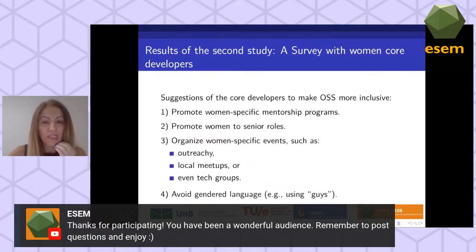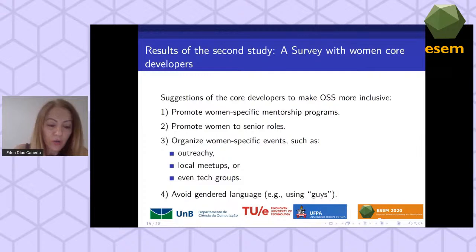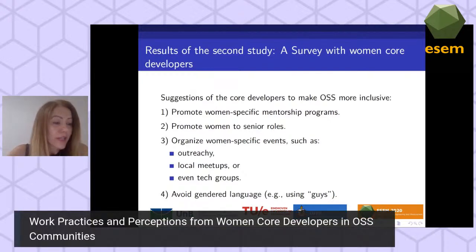The women core developers suggest ways to make open source software communities more inclusive. One, promote women-specific mentor programs. Two, promote women to senior roles. Three, organize women-specific events such as outreach, local meetups, or even tech groups. And four, avoid gendered language, for instance, using "guys".